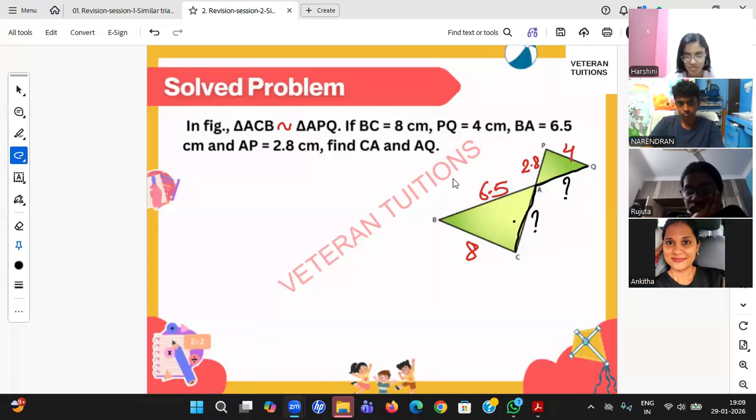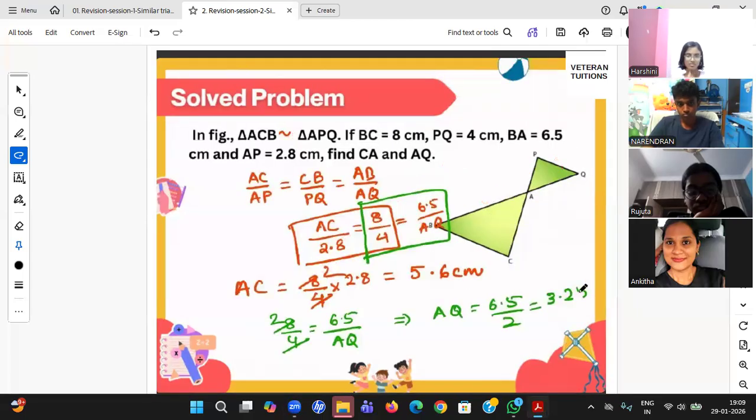Yes, sir. Yes, Tanish. Right answer, Tanish. Harshini, yes, right answer. Okay, so 3.25 and 5.6 is the right answer.